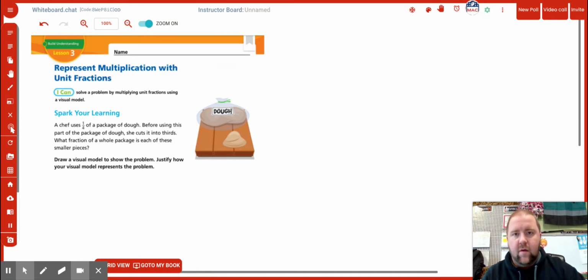Today we're going to work on Module 8, Lesson 3, representing multiplication with unit fractions. We've moved on from the last lesson, which was whole numbers by fractions. Now we're talking about multiplication with unit fractions.